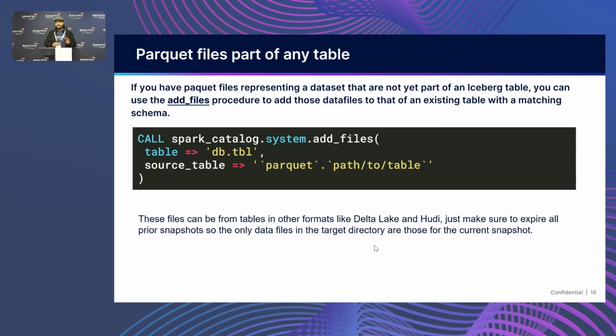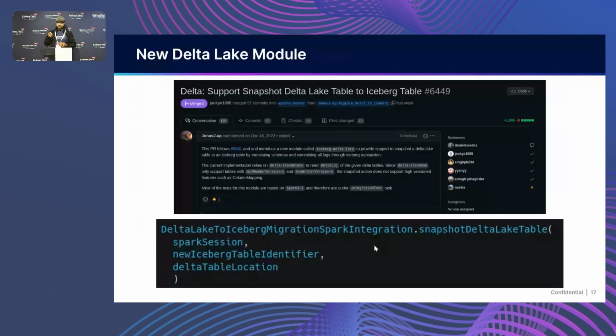The only thing to keep in mind is that if you're talking about a Delta Lake or a Hoodie table, then what you'd probably want to do is make sure that you only have the current snapshot in the folder. So you'd probably expire all previous snapshots and then run an operation to clean up all the other Parquet files. So that way the only Parquet files are the current snapshot. That way, when you add it, you have the current state of the table. Although that's going to get a lot easier, because just recently, they merged this, okay? They just merged this Delta Lake module into the Iceberg code base.